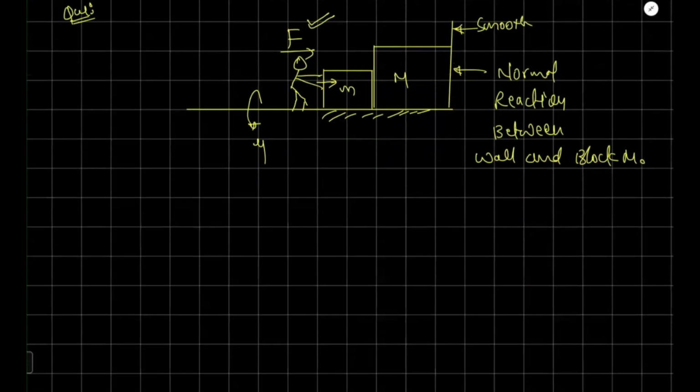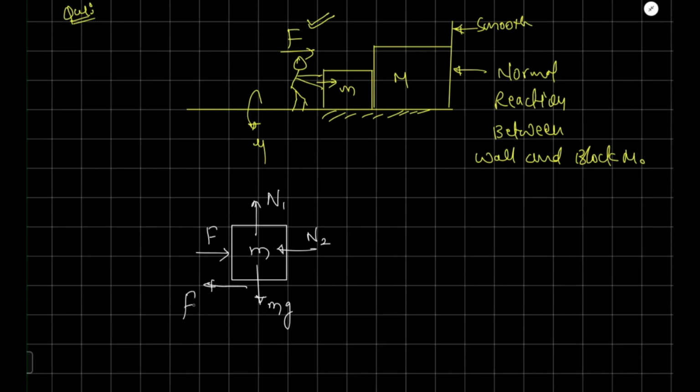So what we'll do is first make a free body diagram of block small m. So this is our small m. Downward there is one force that is acting, mg, and here it will be normal reaction, let's say N1. And you are applying force F here. So the normal reaction from the capital M will act in this direction. Let's say it is N2. And because you are trying to move this object in this direction, the friction force will act opposite to that, means in this direction. So this will be your friction force, and that will be mu into N.